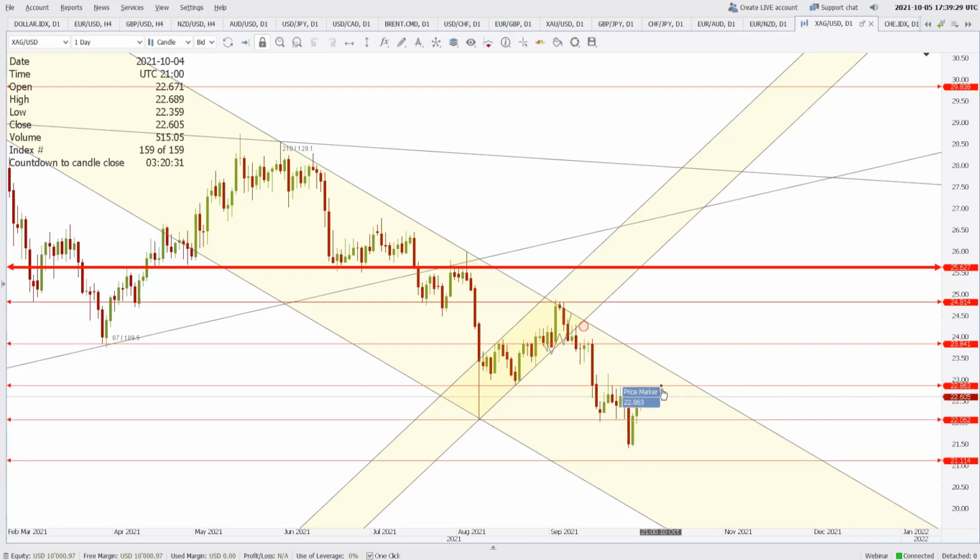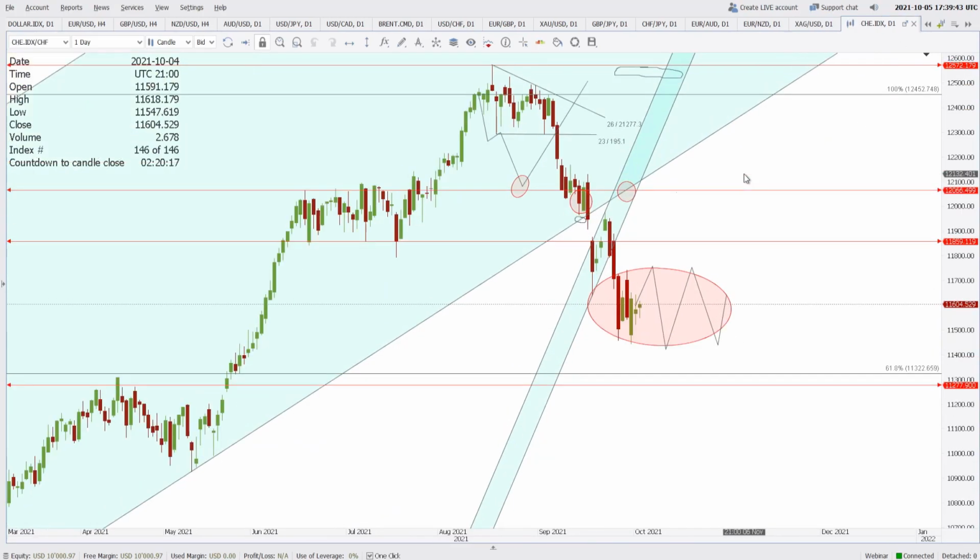On the contrary, if the price starts going downwards, then 22.06 may act as a good support for the price. But if it breaks below this, then 21.11 is the next level that we should be keeping an eye on.